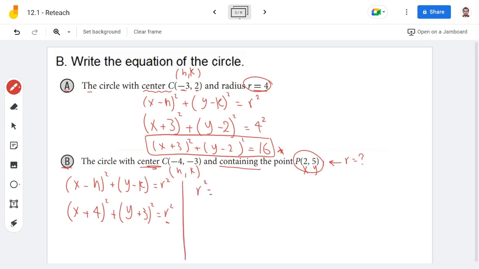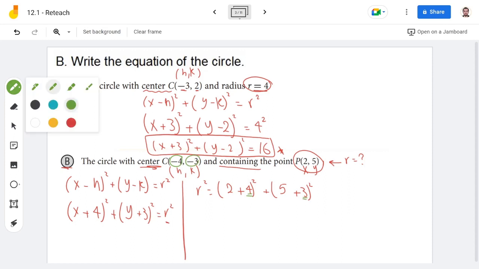r squared equals x, which is 2, plus 4, to the power of 2, plus y, which is 5, plus 3. Now, some of you will ask me, teacher, where did you get the 4 and the 3? As you can see, this is h, this is k, and we already know them. This is h, this is k, which is always the opposite sign. x is 2, and y is 5. So as you can see, x and y are also given.